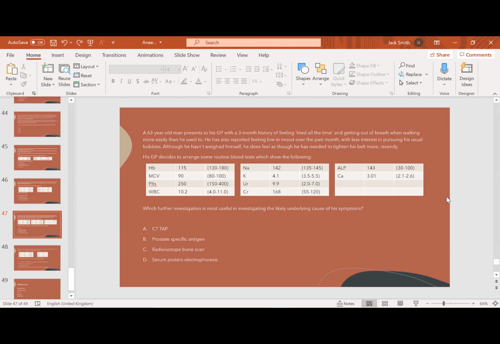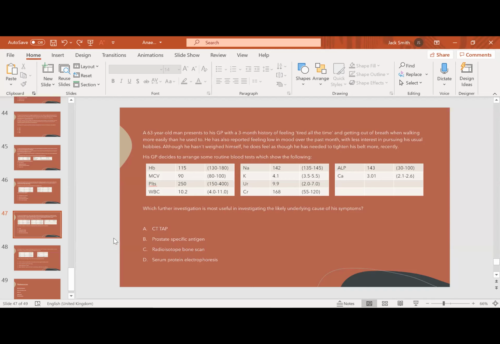Trying to work out which of these is going to be the best. So you need to identify from the blood results that it's hinting at multiple myeloma. And then what is the thing that's going to pick up that diagnosis? So a CT TAP will be helpful for looking for possible metastases for cancer. In multiple myeloma, actually a bone scan is the best thing to do to look for distant mets, because it's a cancer of the plasma cell lineage. You tend to get these bony lesions, and the best way to look for them is with a radioisotope bone scan.